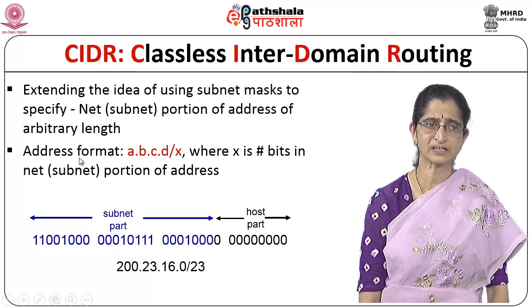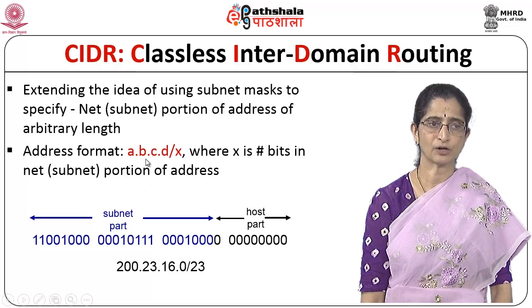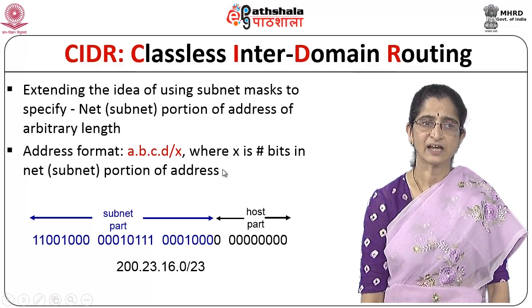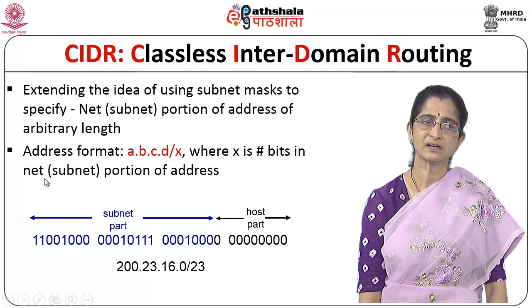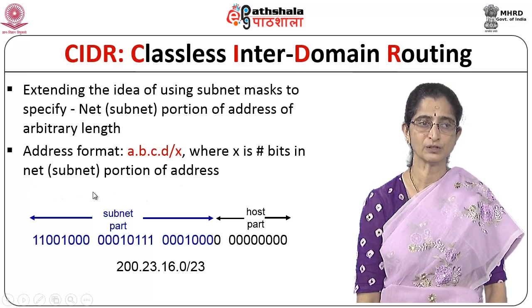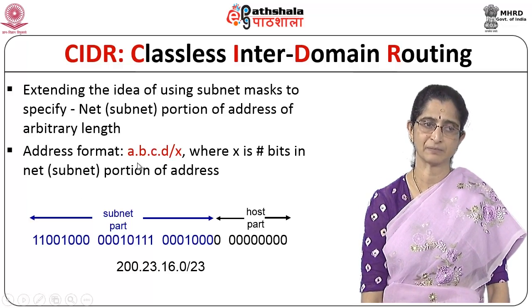So if you have an address format which says a.b.c.d in our dotted decimal notation, you specify /x, where x is the number of bits in the net and subnet portion of the address. So this is what we have been using. Now this is what we will use in our classless addressing mechanism as well.